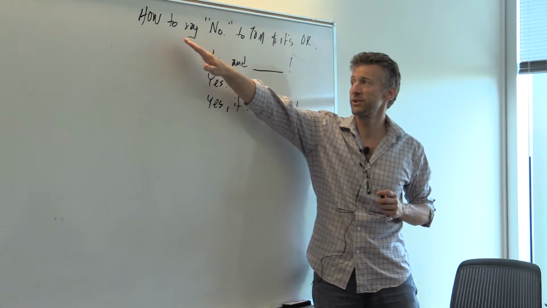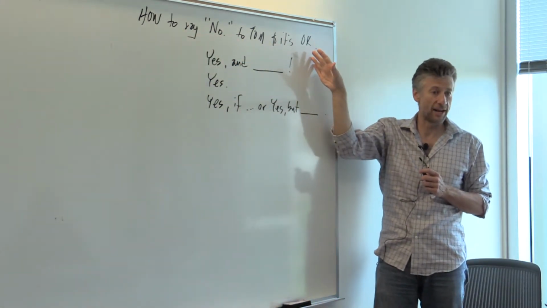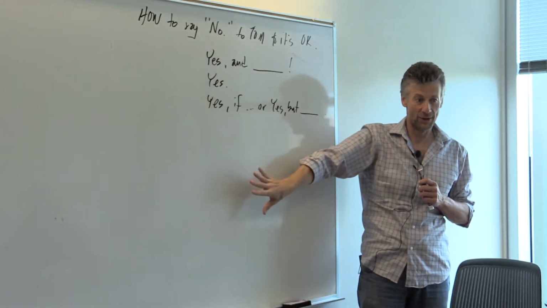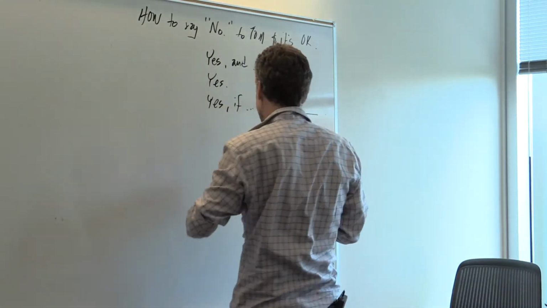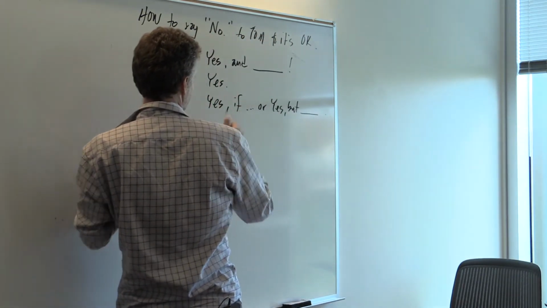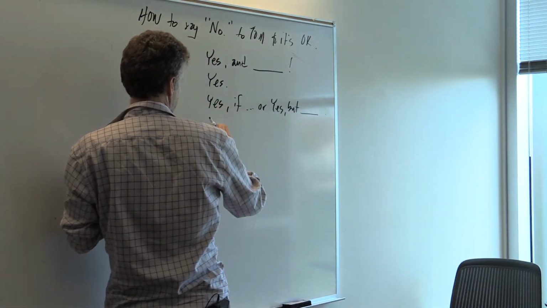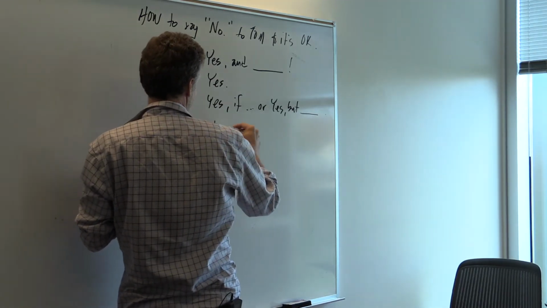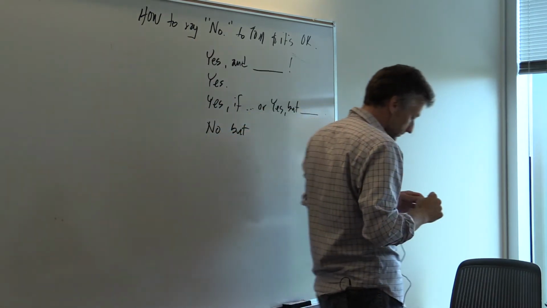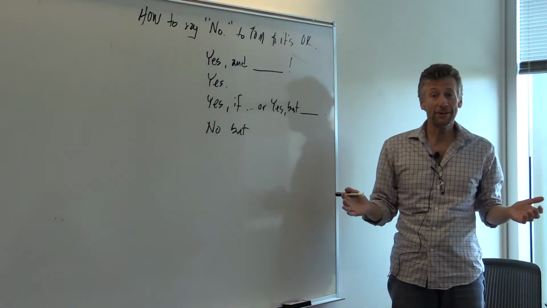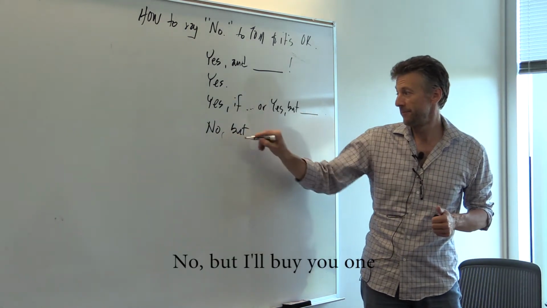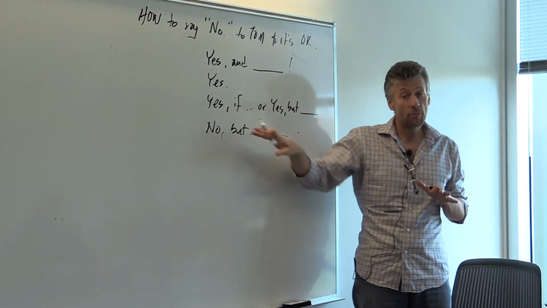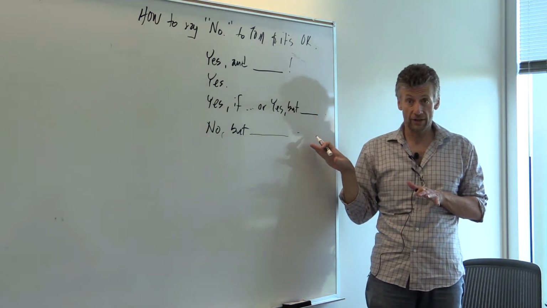Notice how this module is called How to Say No to Tom and It's Okay. And the first 3 responses are yes. This works for me. We're going to get to no eventually. We had yes, if, the conditional yes. After that comes no, but. Emma, will you go make me a cup of coffee? No, but I'll buy you one. Oh, that's beautiful. No, I won't meet your request, but I'll propose an alternative to your request.